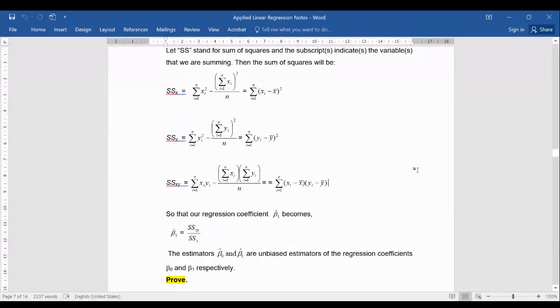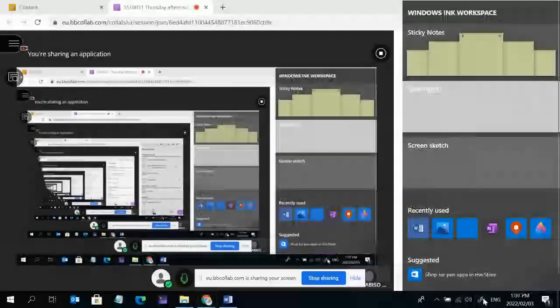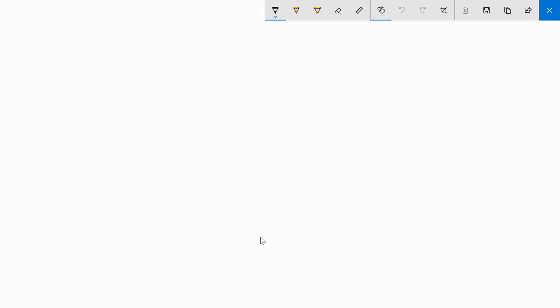So let's go to the whiteboard and try to do that, to show that these estimators are unbiased. Can you see the whiteboard? Yes, sir. Thank you very much.